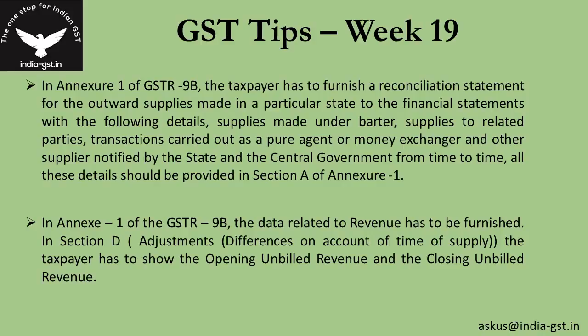In Annexure 1 of the GSTR-9B, the data related to revenue has to be furnished. In Section D, adjustments, differences on account of time of supply, the taxpayer has to show the opening unbilled revenue and the closing unbilled revenue.